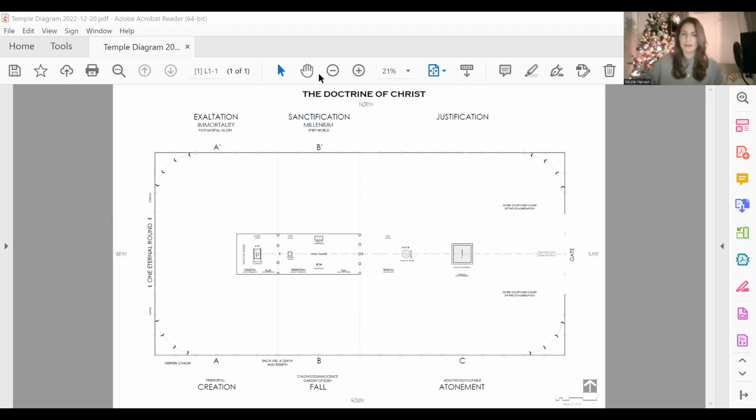So when my husband, I had this drawing, and I kind of mimicked theirs, and it's nice because it's big, so you can draw it however you want. But I've drawn the holy place and the Holy of Holies really big because I wanted to write things in there.